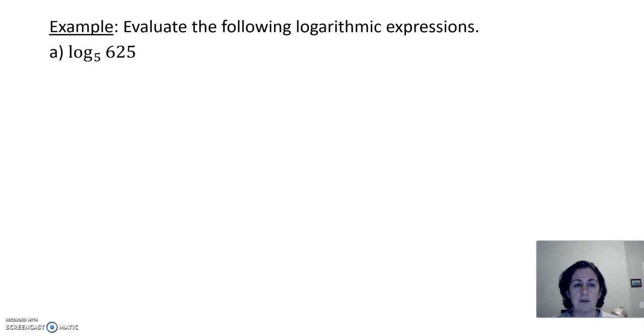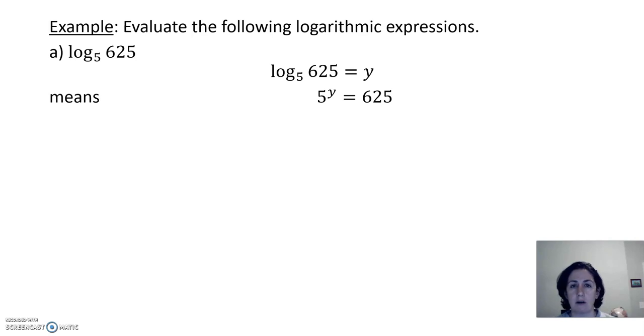Log base 5 of 625. The important thing to remember is that logarithms are equal to an exponent. So if we call it y and we had log base 5 of 625 equals y, that means that 5 raised to the y is equal to 625. So we just have to figure out 5 times itself how many times gives us 625. Well, 5 times 5 is 25, times 5 is 125, times 5 is 625, so that's 4. So the exponent we were looking for is 4.